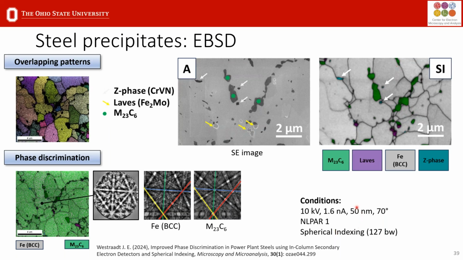Using slightly lower beam conditions, so we drop down the accelerating voltage to 10 kV to minimize the interaction volume, and drop down the step size, and then with spherical indexing and non-local pattern averaging, we can map out these very small precipitates in the steel by this reanalysis. Now we can use this secondary imaging over large areas to map out these crystallographic phases, and then quantitatively determine the proportion of the secondary phases, which then can go into prediction models that would be linked to the mechanical properties.